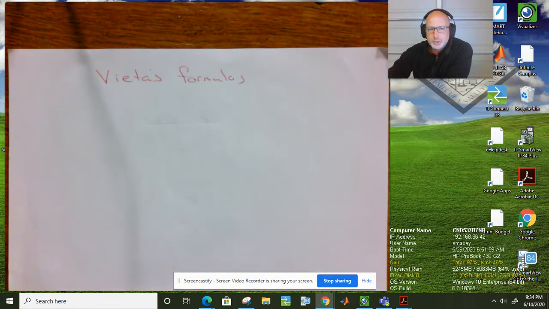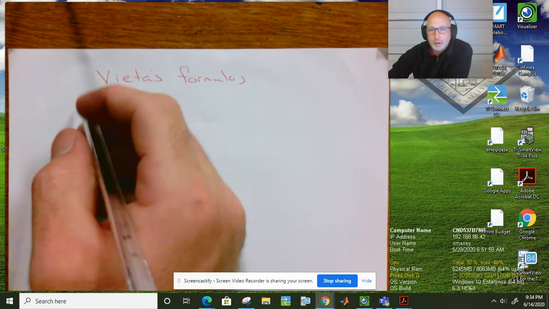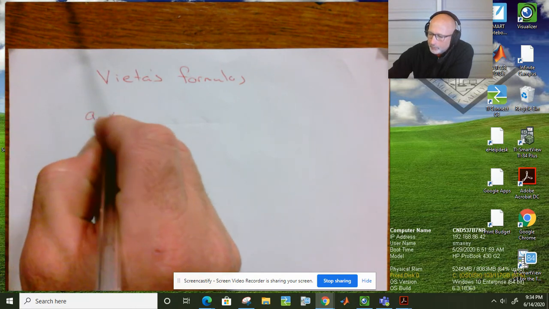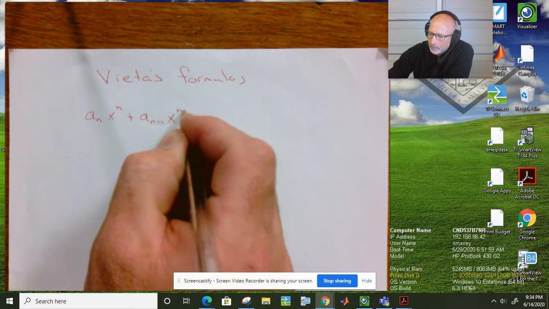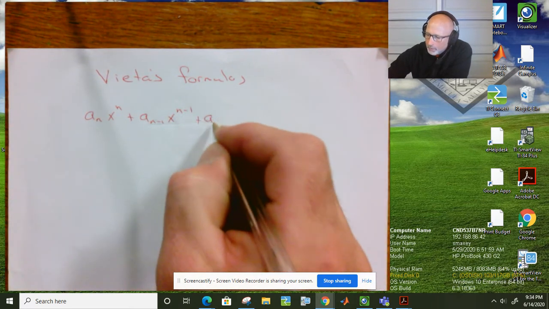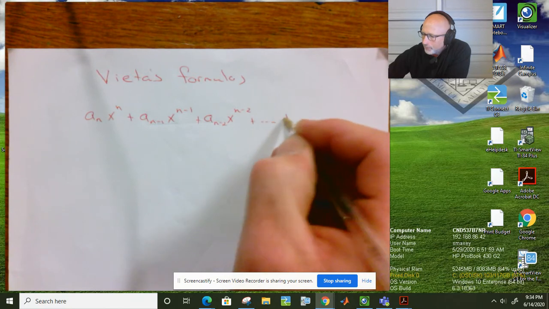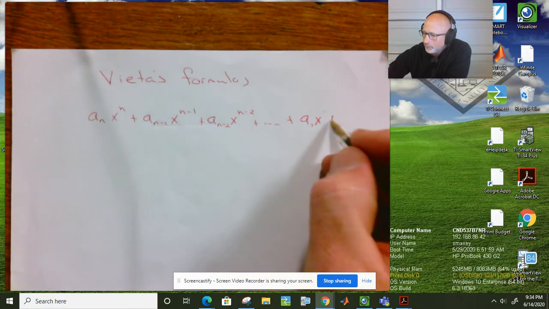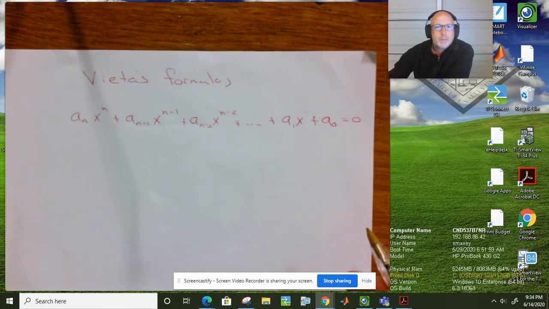Now, generally speaking, it has to do with when you have a polynomial of the nth order. So you have a_n x to the power of n, plus a_(n-1) x to the n minus 1, plus a_(n-2) x to the n minus 2, all the way down to a_1 x to the power of 1, plus the constant term, which is a_0. Okay, so that's what we have.